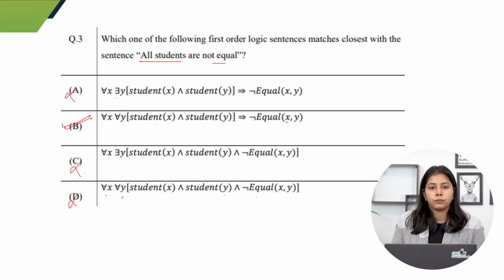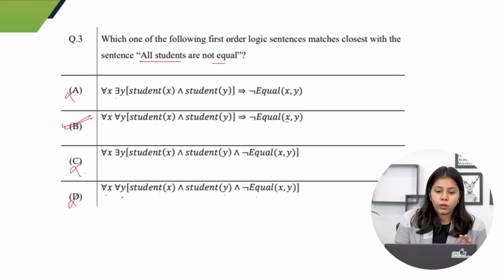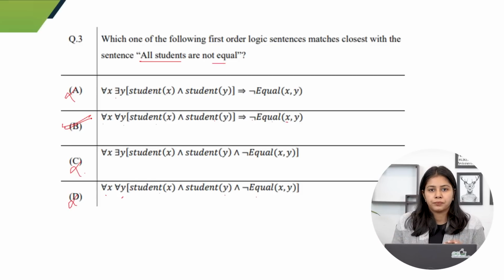We have option B true. That means if x and y are students, then x is not equal to y. So that is what "all students are not equal" means, right? That is the correct notation for all students are not equal.